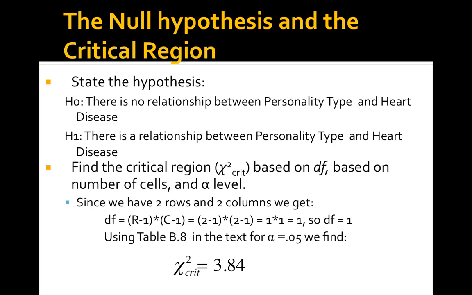We're going to find the critical region based on degrees of freedom and alpha level. We'll get the degrees of freedom based on the number of cells. We have 2 rows and 2 columns, so our degrees of freedom are rows minus 1 times columns minus 1, which is 2 minus 1 times 2 minus 1, which is 1 times 1, and that's 1. Using our table in the text for alpha equals 0.05, we find that chi-square critical is 3.84.